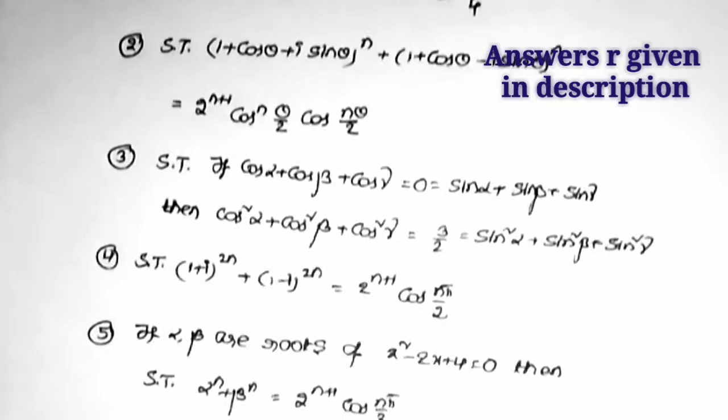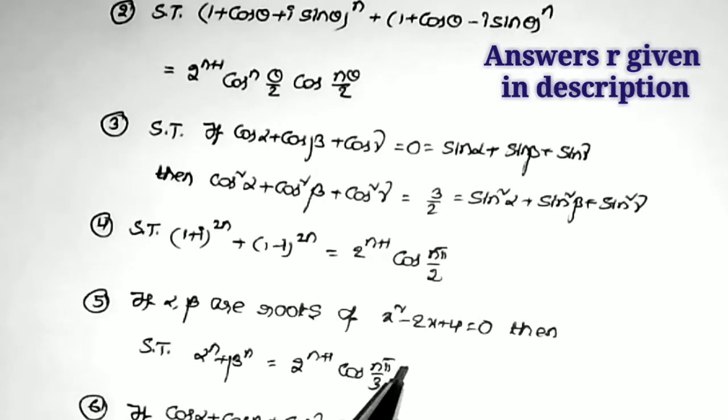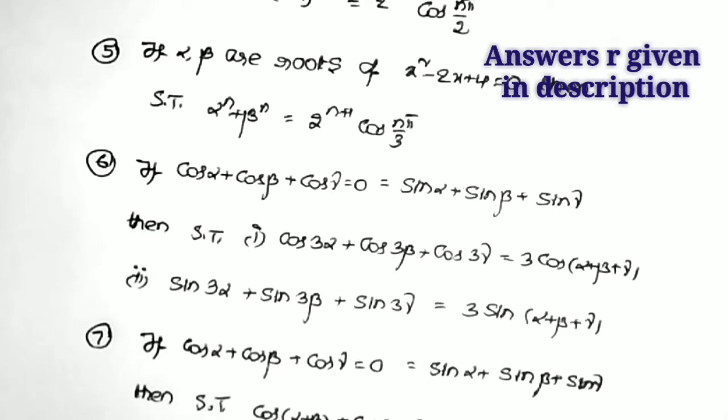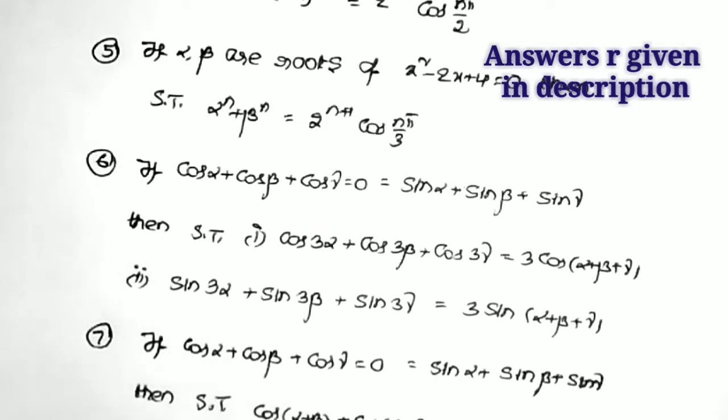Next one, if alpha, beta are the roots of the equation x square minus 2x plus 4 is equal to 0, then show that alpha^n plus beta^n is equal to 2^(n plus 1) cos(n pi by 3). Then, if cos alpha plus cos beta plus cos gamma is equal to 0 is equal to sin alpha plus sin beta plus sin gamma, then show that cos 3 alpha plus cos 3 beta plus cos 3 gamma is equal to 3 cos(alpha plus beta plus gamma), and sin 3 alpha plus sin 3 beta plus sin 3 gamma is equal to 3 sin(alpha plus beta plus gamma).